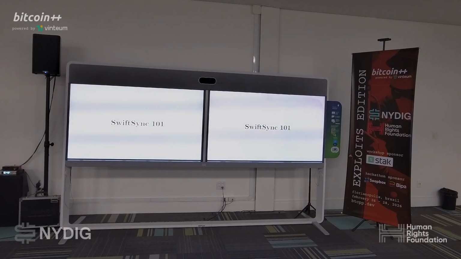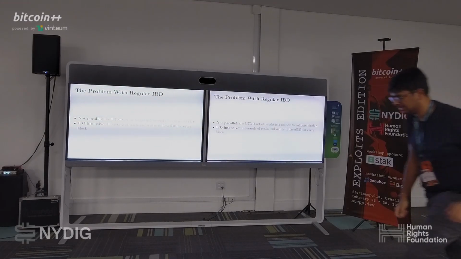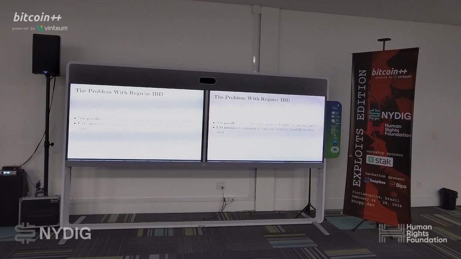Now I'm going to talk a little bit about SwiftSync, which is an idea that Ruben Somsen had a few years ago, but nobody really implemented it until now. So, as I said before, regular IBD on Bitcoin Core and Floresta currently is not parallel. We have to download every block sequentially and validate it. So we are pretty much bound by how fast we can download and validate. It's also very I/O intensive.